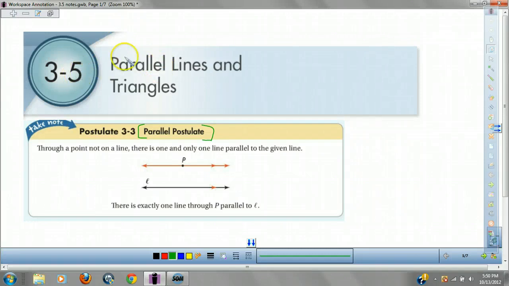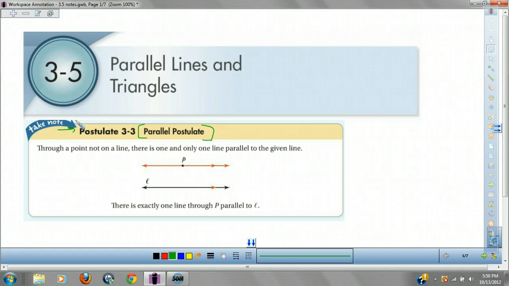We are looking at 3-5, parallel lines and triangles today. First thing we gotta look at is postulate 3-3, called the parallel postulate, also known as Euclid's postulate. This postulate gave rise to all Euclidean geometry, and what you think of as Euclidean geometry is pretty much your guys' book, okay? Because there's different kinds. If you get bored one day, ask me about them.